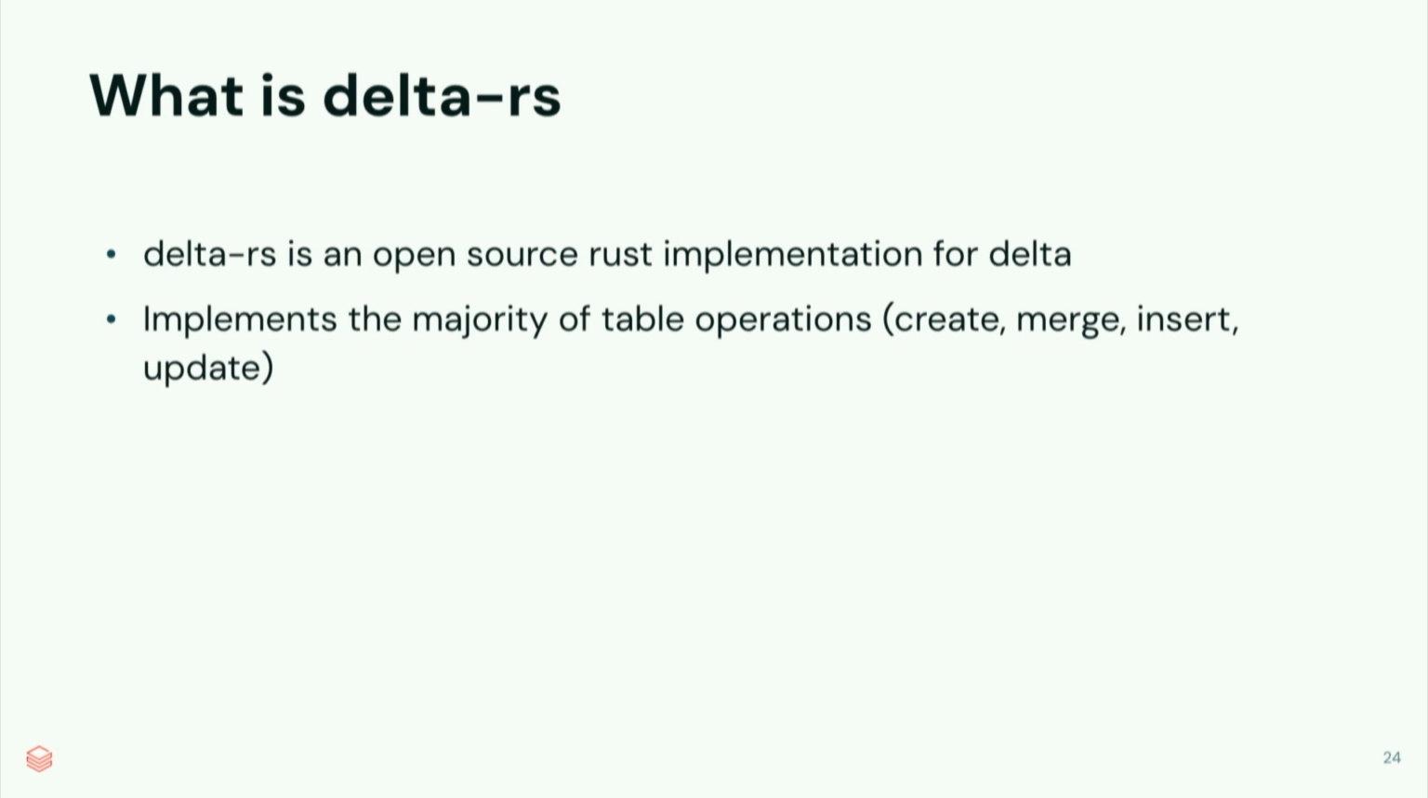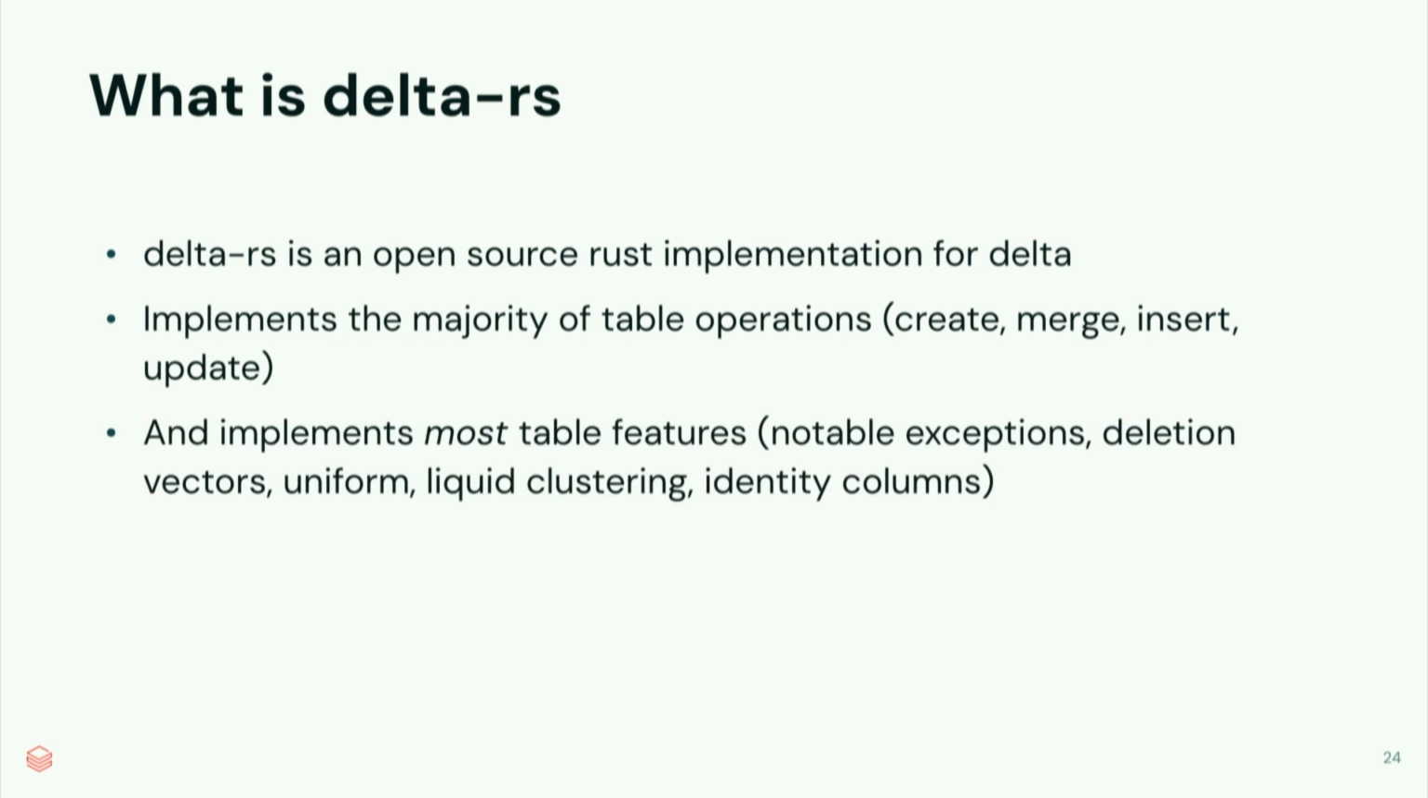If you want to merge, insert, update, things of that nature, then you're good. But if you want some extra features, like say deletion vectors or uniform or liquid clustering, those are not available right now in Delta-rs. It doesn't mean that we won't get there eventually, but they're not there today. By the way, if you want to contribute, by all means, we'd love to have additional people come and help us with that. But yeah, we've been working on this for about 5 years now.